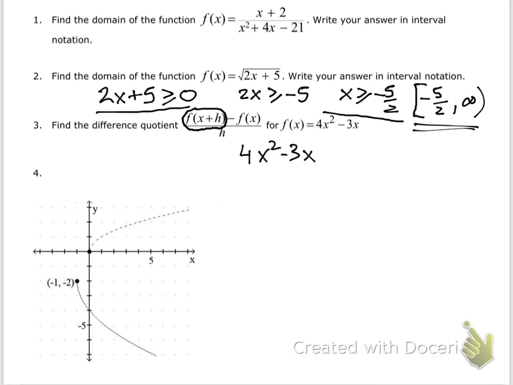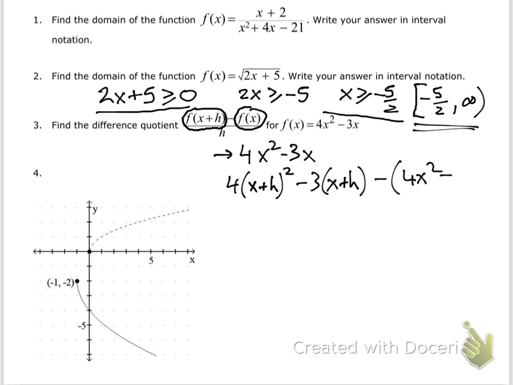So I will have this 4, not x, but x plus h, again that's squared. Minus 3, again, instead of the x, I put x plus h. Now also I have to subtract the original f of x, which of course is this. So I subtract 4x squared minus 3x. Okay, and it's all over h. But I'm just going to look at working at the numerator.